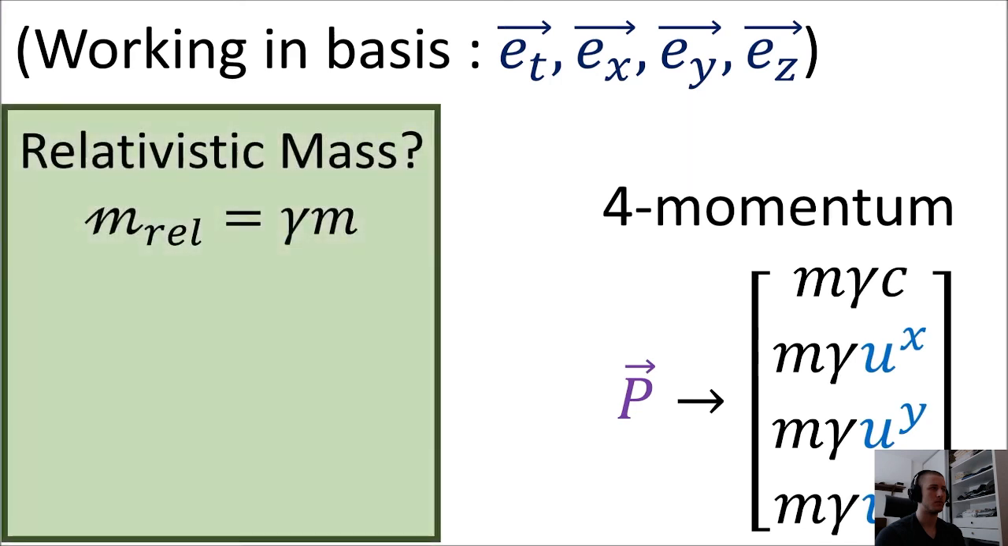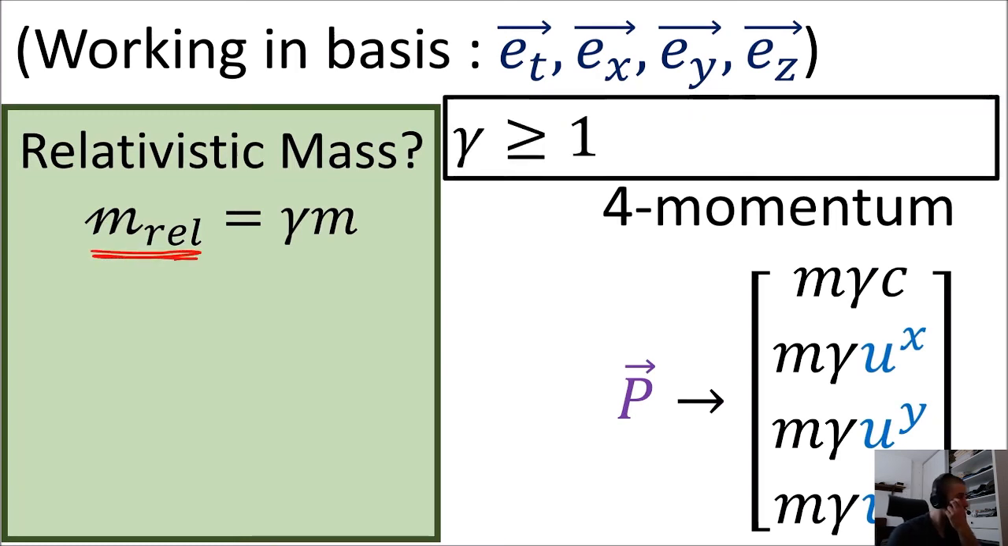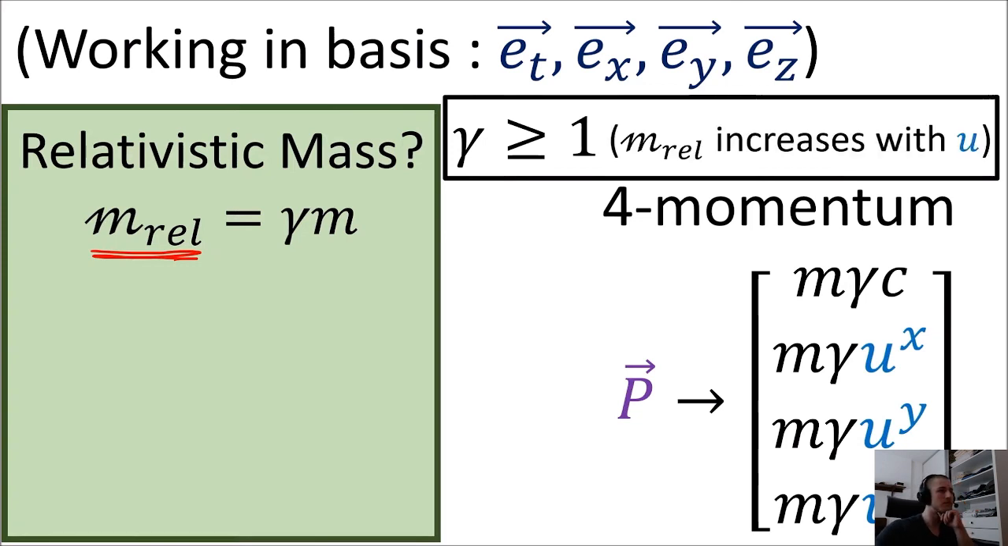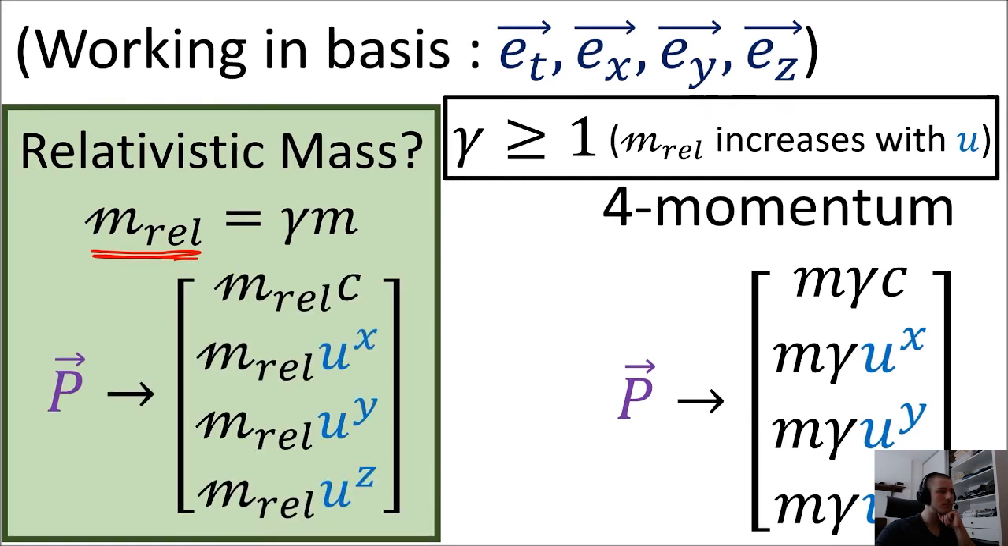Now, I will warn you that some textbooks use a definition called relativistic mass, which I've written as curly m, defined as gamma times the rest mass. Remember, since gamma is always greater than or equal to 1, this means that the relativistic mass will increase with velocity. The reason some physicists came up with the idea of relativistic mass is that it makes the components of the 4-momentum vector look more like the Newtonian momentum that we're used to, where the spatial components of the 4-momentum are now just the relativistic mass m times the ordinary 3-velocity.